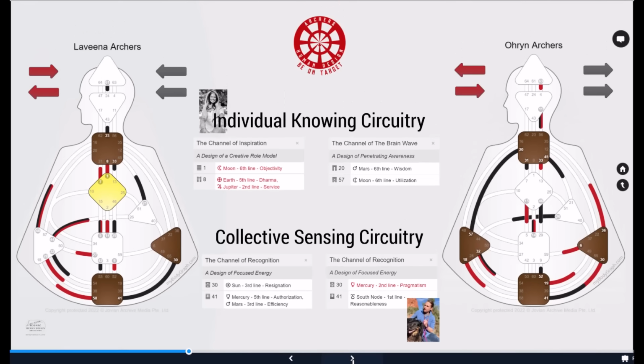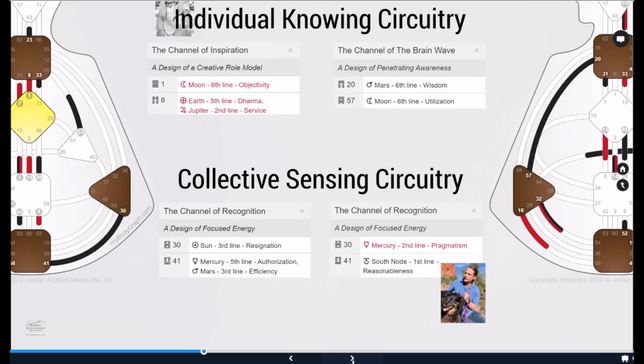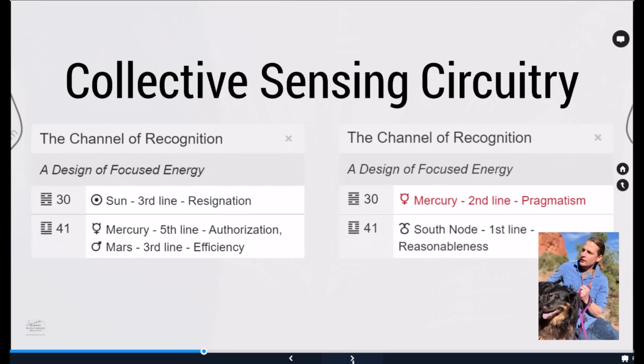Okay. Now, one of the things that we look at when we take a look at relationship analysis is that there are elements of the body graph that are in compatibility. And one of the ways that we look at that, besides type, besides authority, besides definition, we look at circuitry. Circuitry shows us the strengths in the body graph, the channels or flows of energy that are of similar nature. So the two of you together having collective sensing circuitry or abstract circuitry through your channel of recognition, which is a design of focused energy.